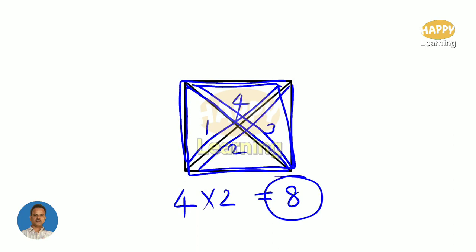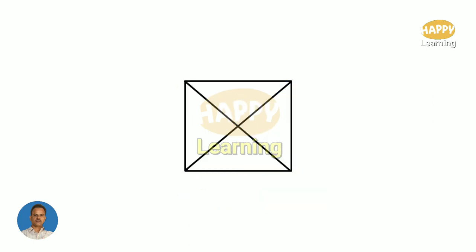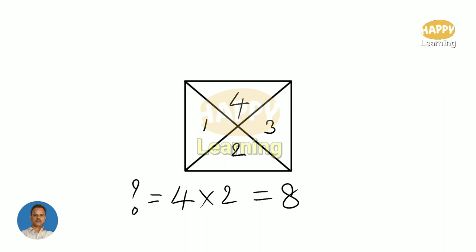So this is a method. Okay, I will explain once again. Here you have got 1, 2, 3, 4 triangles. So here total triangles equal to 4 into 2 equal to 8 triangles.